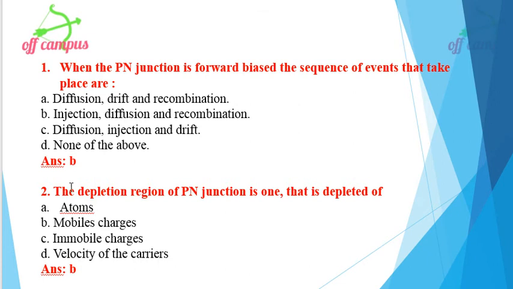Next, let's move on to the second question. The depletion region of a PN junction is depleted of what? Four options are given: atoms, mobile charges, immobile charges, velocity of the carriers. So option B, mobile charges, is the right option for this problem.